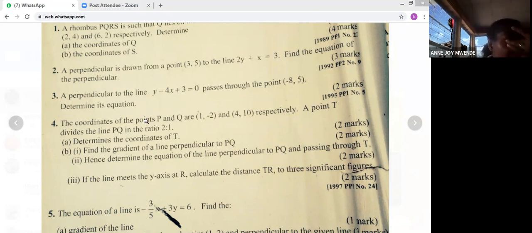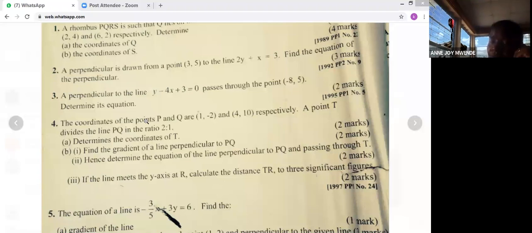So what are you supposed to do? We have PT is supposed to be 2/3 PQ. PT is equal to 2/3 PQ. When you're getting PQ, it's supposed to be the coordinate of Q minus the coordinate of P. If you want to get the coordinate of AB, it's supposed to be the coordinate of B minus the coordinate of A.